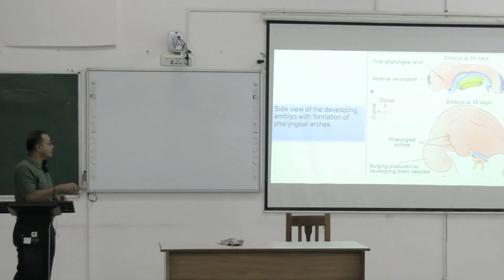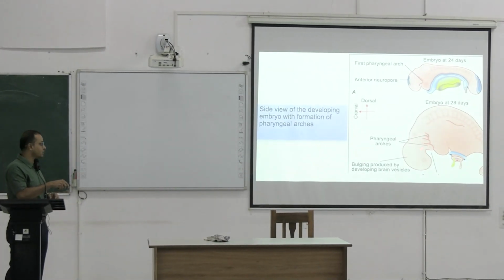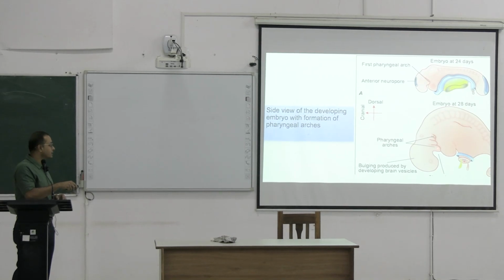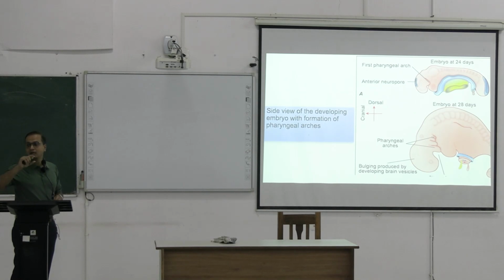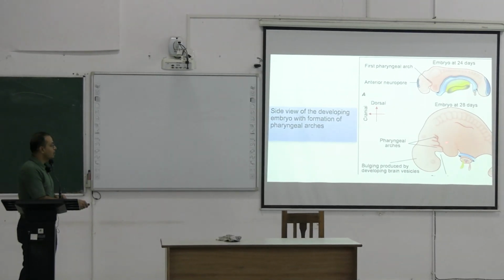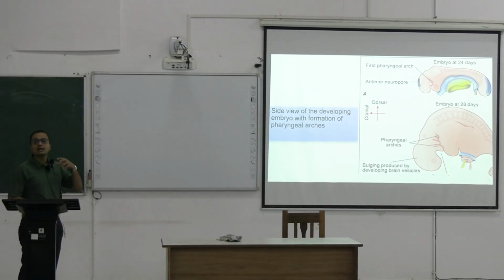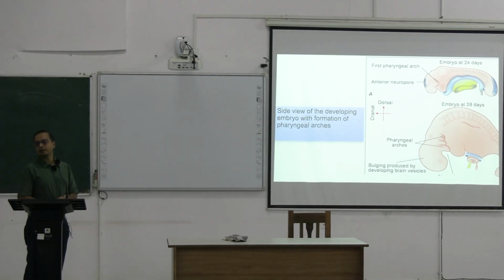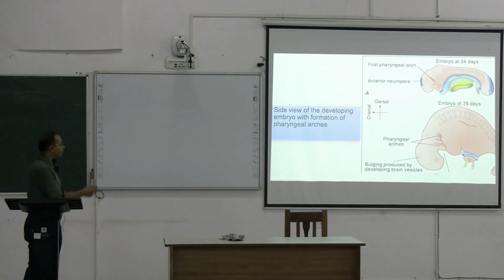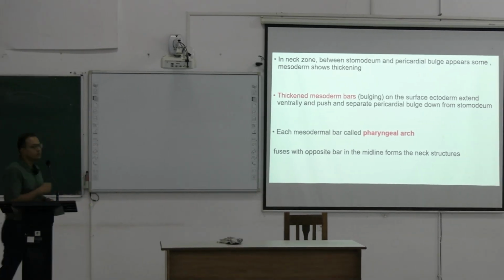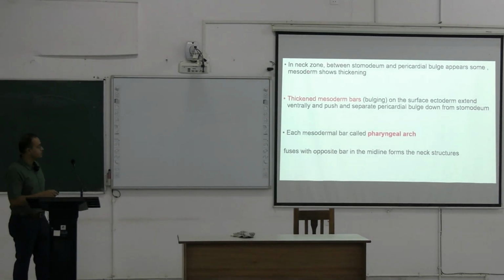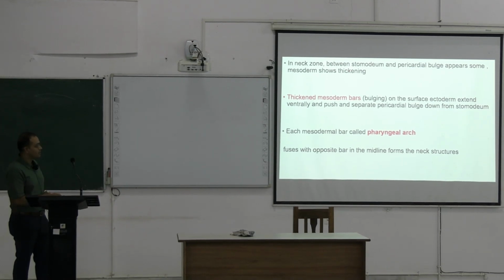Initially we didn't have anything between the heart and the stomodeum. Then some kind of bulginess appeared there, and this bulginess appears as bars, which are a component of the pharyngeal apparatus. So this is what we are going to talk about today: the formation of the pharyngeal arches. In the future neck region, development occurs from thickening of the region around the stomodeum and the pericardial bulge.